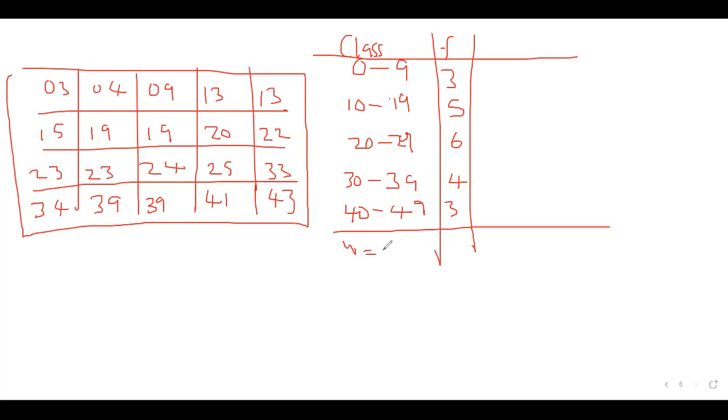Class width of 10. Because this is moving. How many numbers are there? 0, 1, 2, 3, 4, up to 9. They are 10. 10, 11, 12, 13, up to 19. They are 10. So you need to understand how to compute the class width.